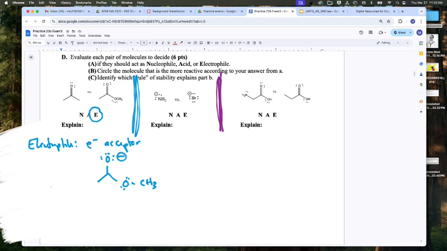The electrophile needs to be an electron acceptor. The oxygen has electrons, therefore it is very likely to not be the acceptor. What's our acceptor? The carbon. Once you've identified that carbon as our electrophile, that's where our focus needs to maintain.